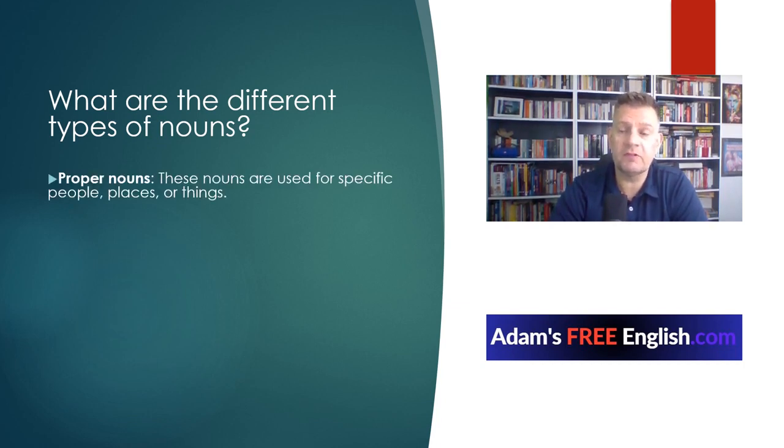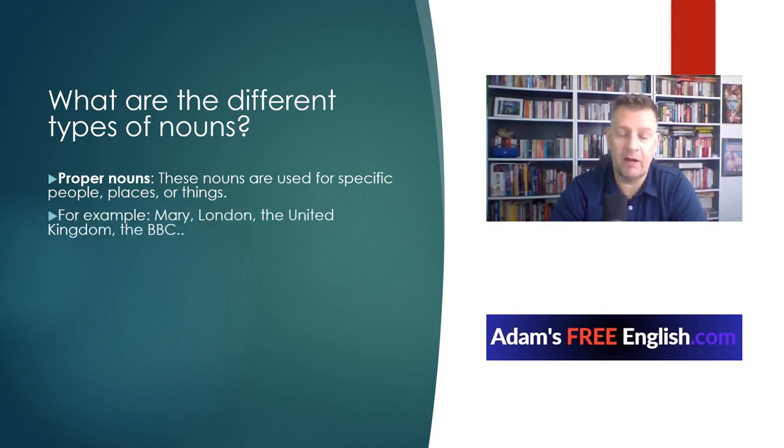What are the different types of noun? Well, there's lots of different types of nouns, but for the sake of this video, I've just narrowed it down into two particular categories. Proper nouns. These are the nouns that we use for specific people, places, or things. It's the actual name of something, the proper noun. For example, Mary, London, the United Kingdom, or the BBC. These are all the names. These are proper nouns. And notice when we use a proper noun, we give it a capital letter at the start, an uppercase letter. We always use that for a proper noun.